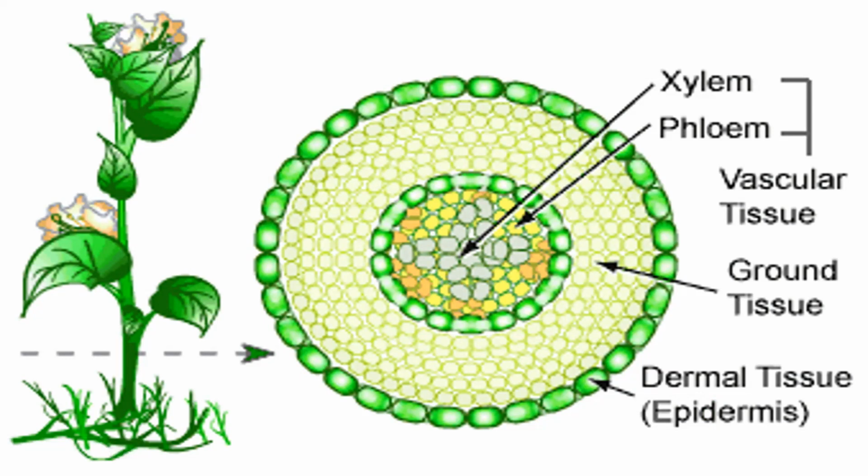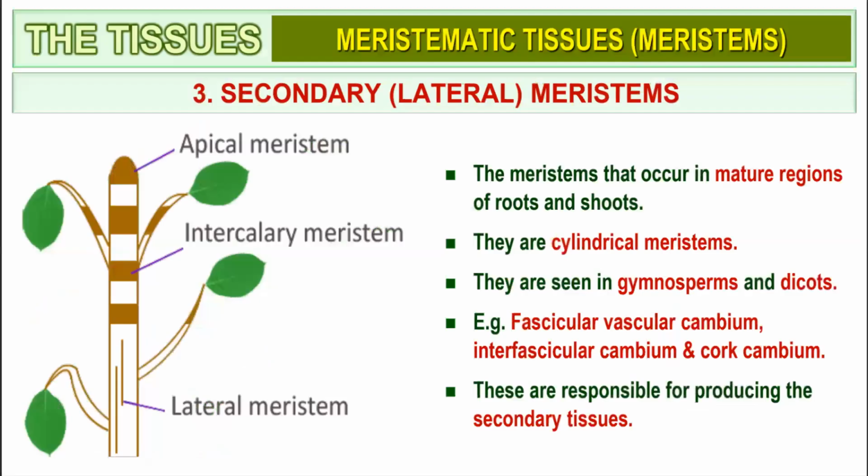This is dermal tissue, that is epidermis, the outermost layer. Then we have ground tissue. And this is vascular tissue. Vascular tissue is where xylem and phloem are present. So let's go to the next slide.